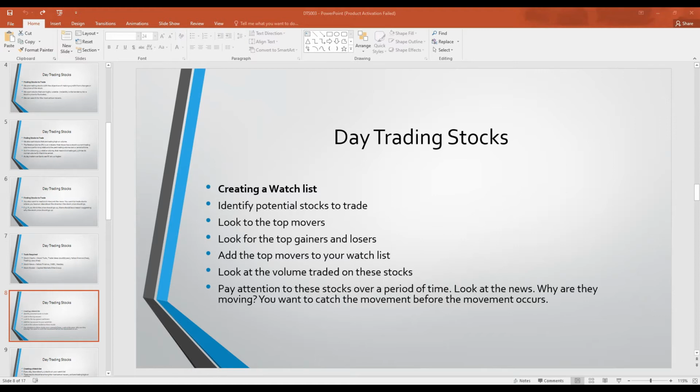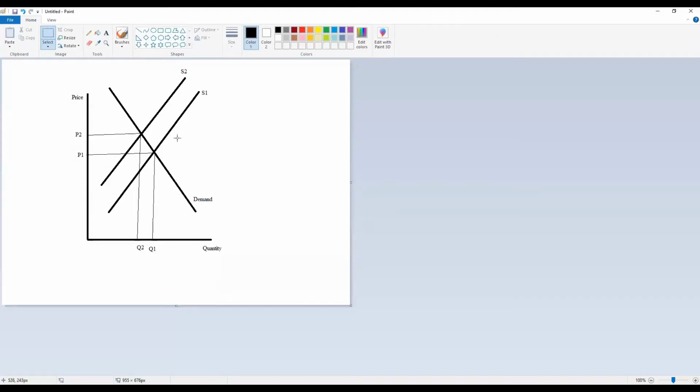Let me show you. So in this diagram, the vertical axis shows the price. The horizontal axis shows the quantity. This is a demand curve. This is a supply curve. This is the first supply curve.